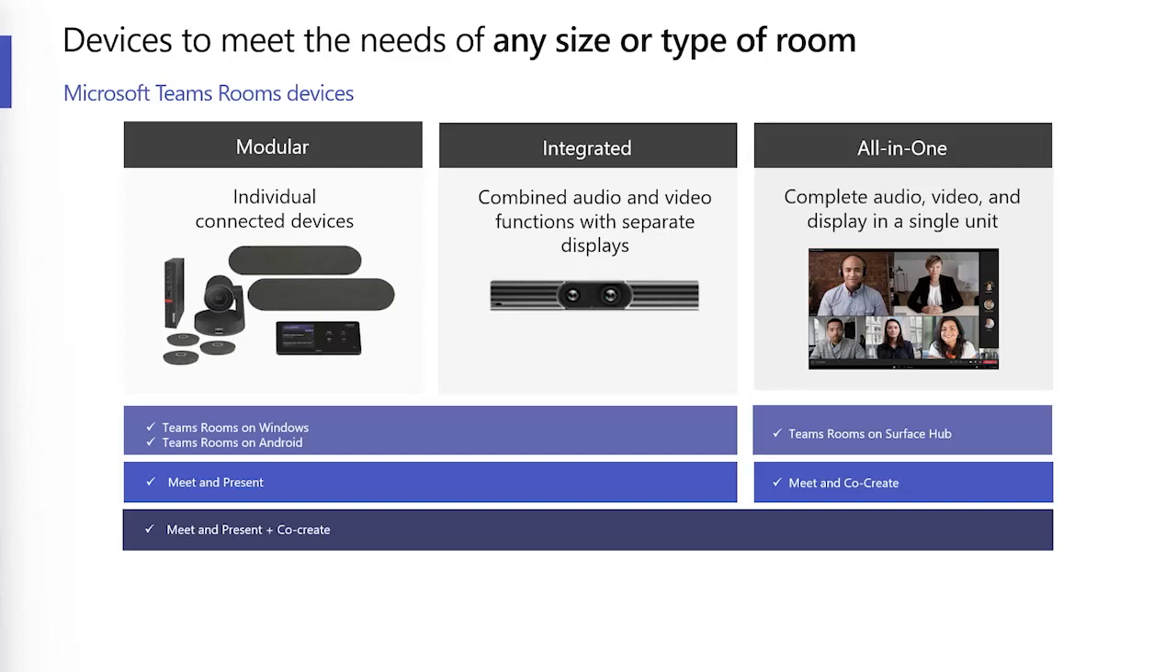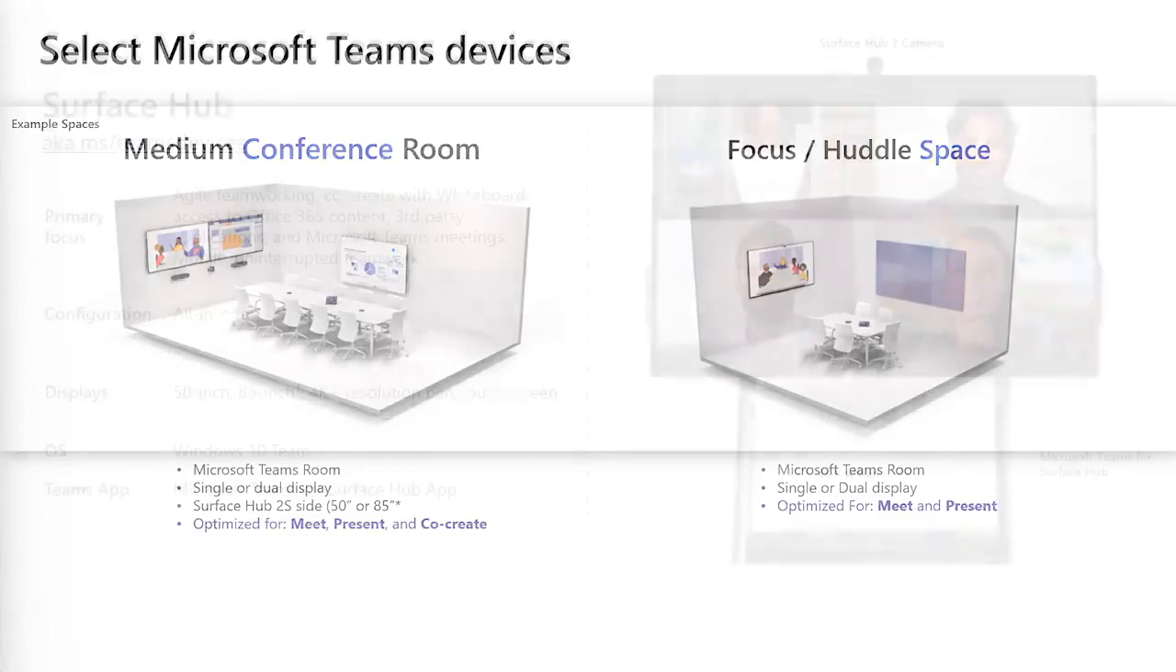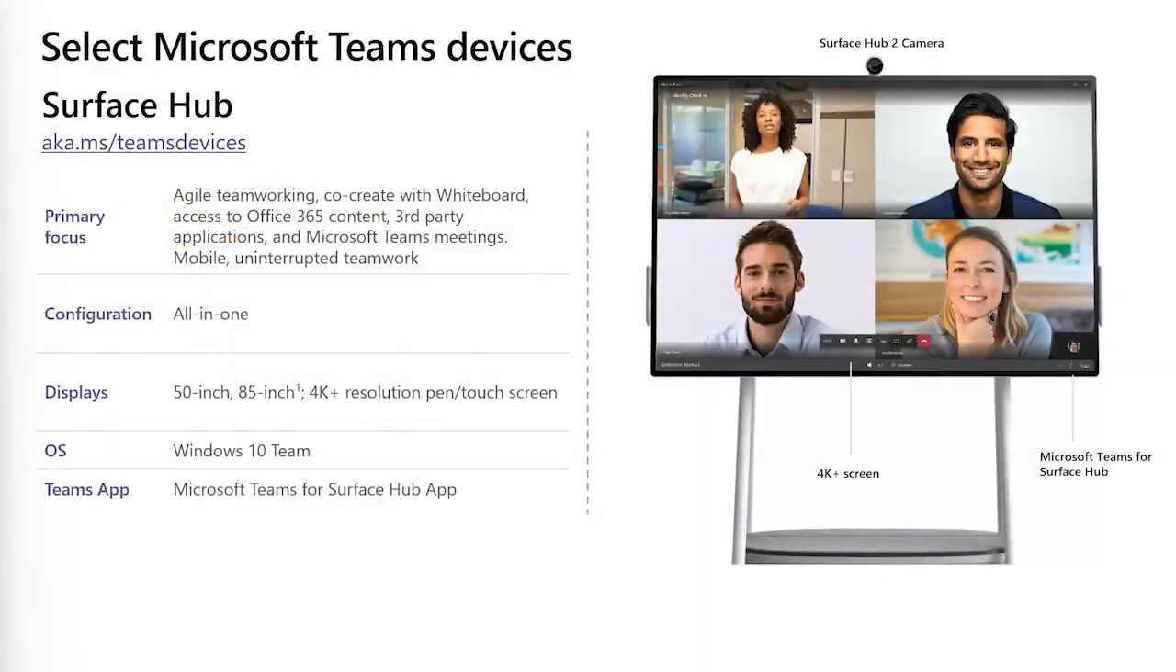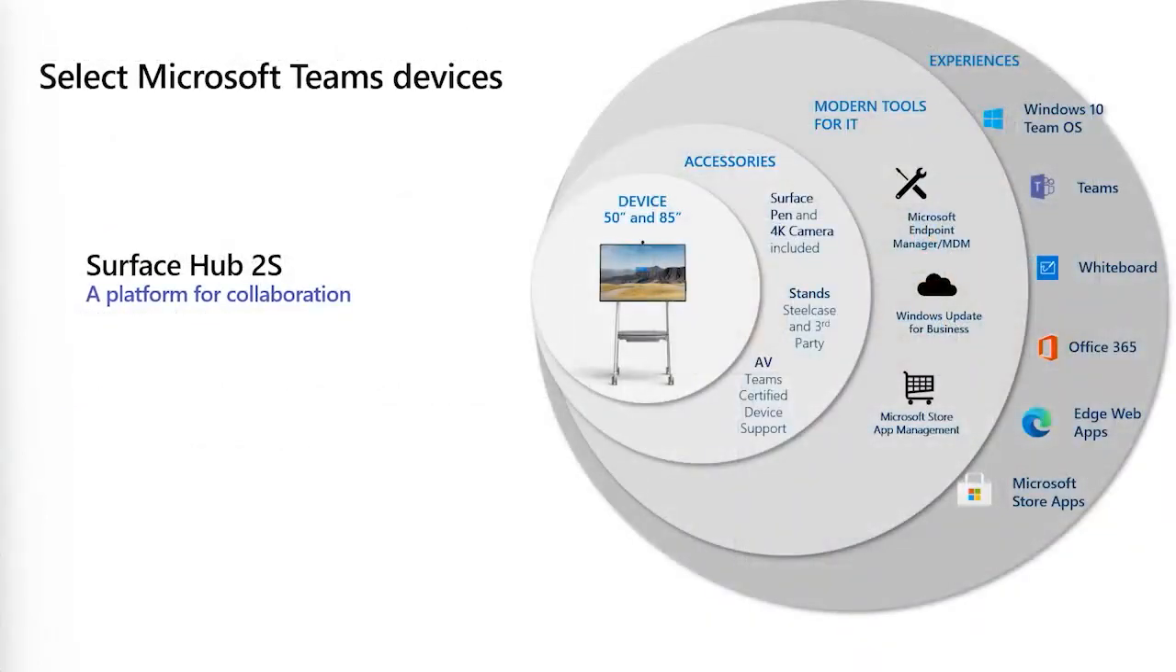Most organizations have a blend of spaces designed to support different kinds of meetings. Microsoft Teams Rooms offers a variety of form factors to ensure we can meet the needs of every kind of meeting and space. We're looking now at a medium conference room option. Maybe you're going to have a Surface Hub there, and then also a focus, a huddle space. Single display, dual display, both supported. Here's the Surface Hub. Again, all-in-one configuration. The newest member of the Surface Hub family is Surface Hub 2S.